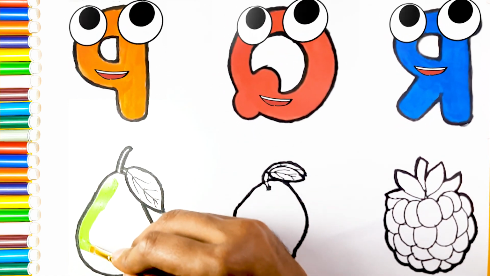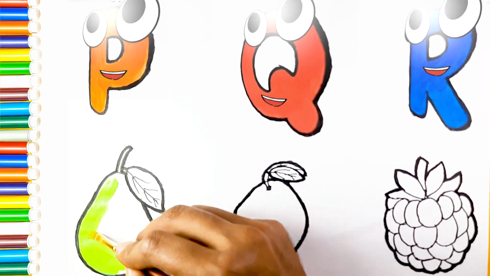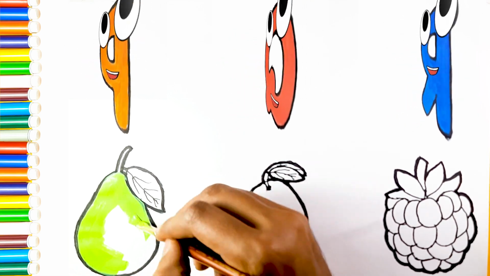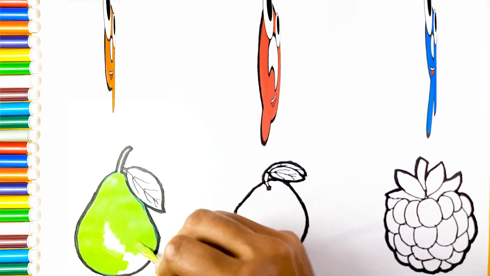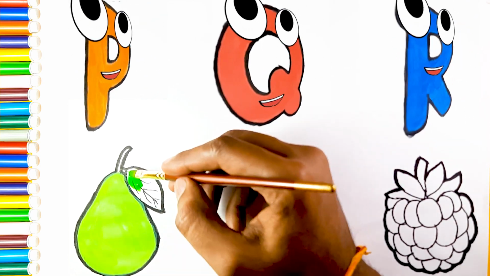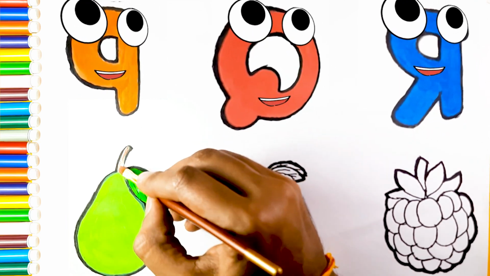First fruit is pear. A pear is a delicious and juicy fruit that comes in different shapes and colors. Some are green, while others are yellow or red. Pears are known for being sweet and juicy. Take a big bite, and you'll taste a burst of natural goodness.